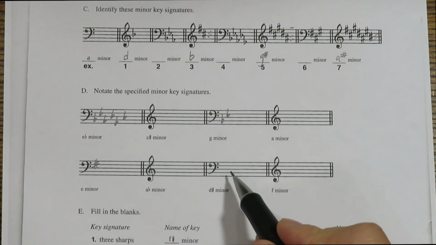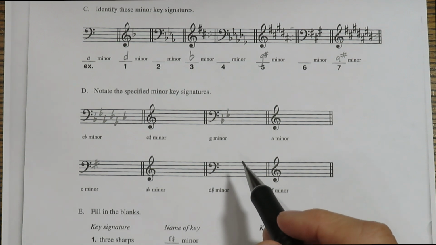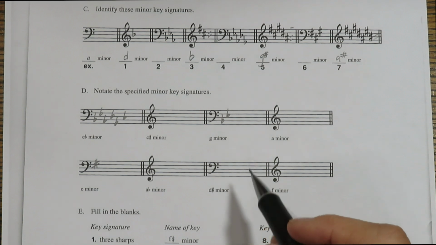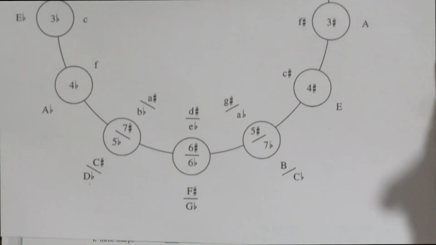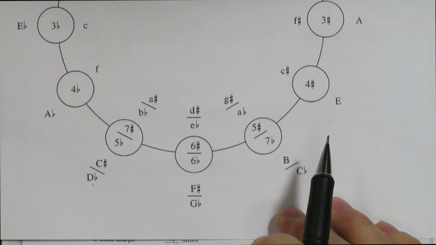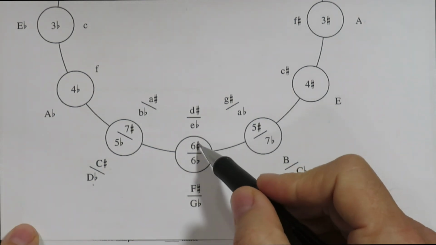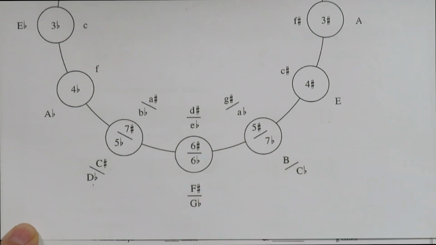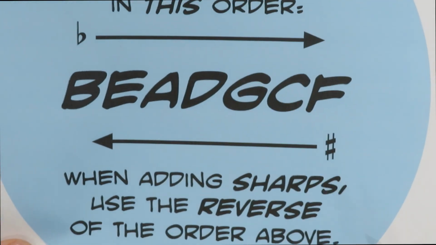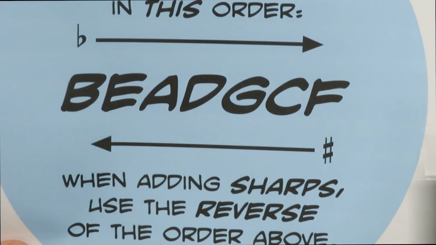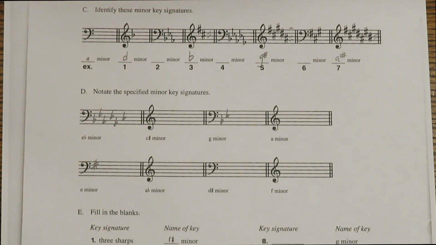Now D sharp minor. So a major third up from D sharp is F sharp. So the F sharp major scale is relative to D sharp minor, and we see that there are 6 sharps in both. So we do 6 sharps in the order of sharps: F, C, G, D, A, E, B. Okay, so let's do our 6 sharps.